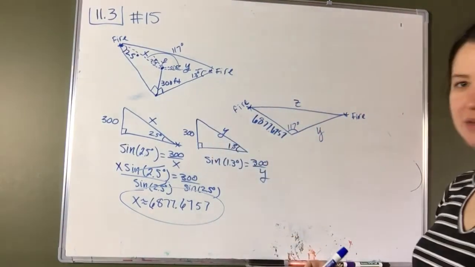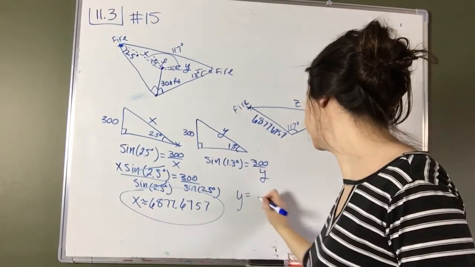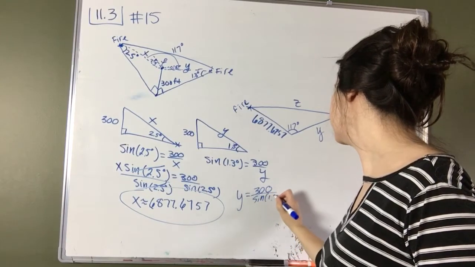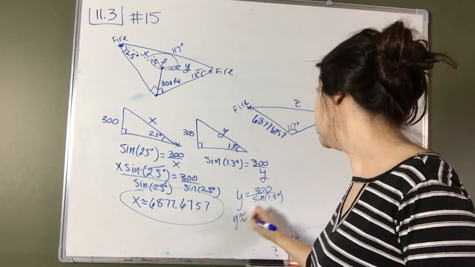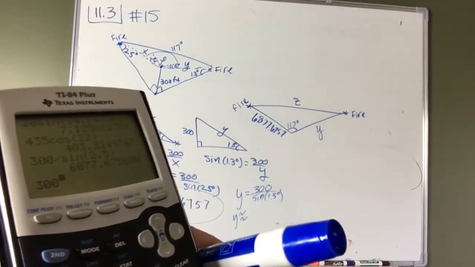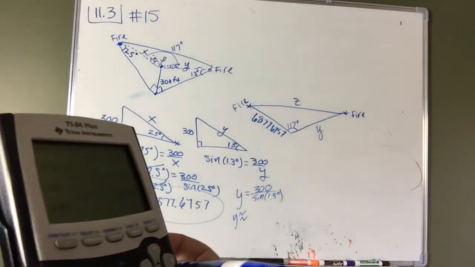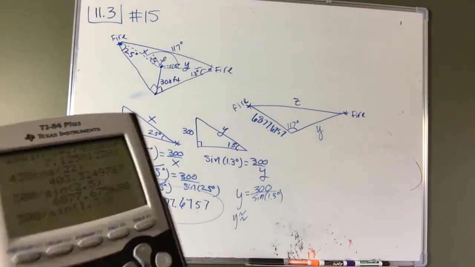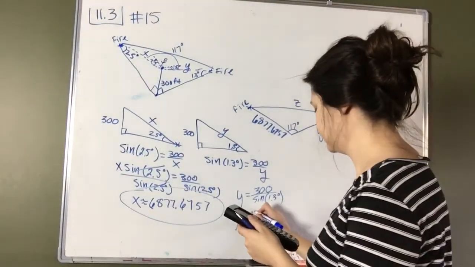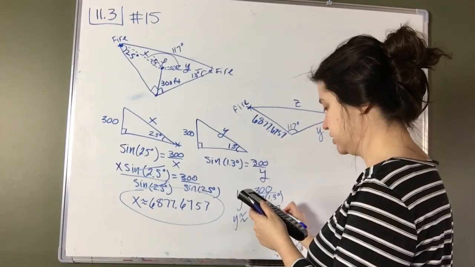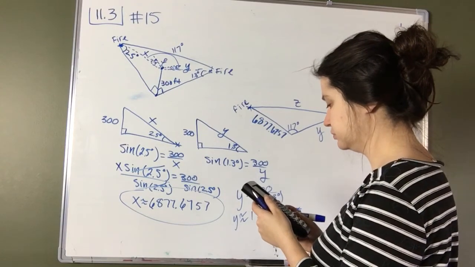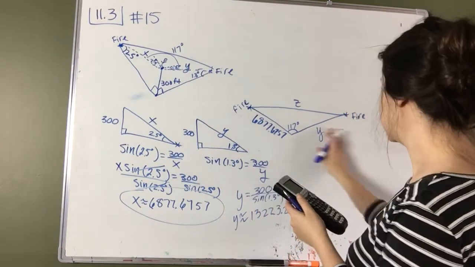And then we solve for y in the same way. Y is going to end up equaling 300 divided by sine of 1.3 degrees. So we type that into the calculator. And we get 13,223.2375. Okay, so now we know this.